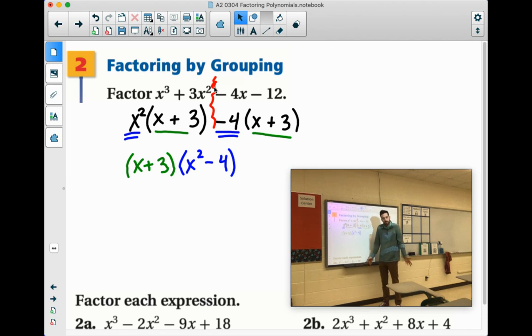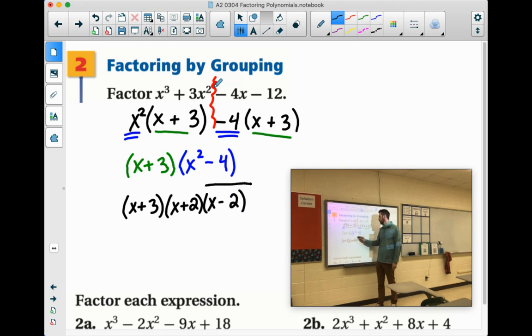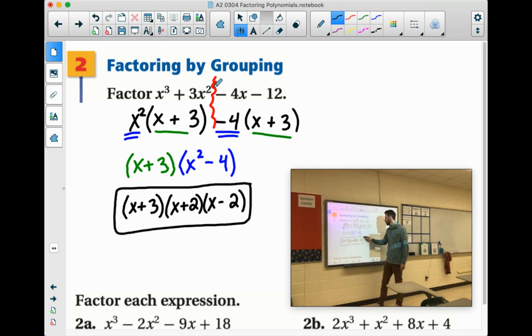Oh no, look at that. That's the difference of squares. We can square root x squared, we can square root 4, and there's a minus in between them. So we'll bring down our x plus 3, and then x squared minus 4 factors to x plus 2 times x minus 2. Look at us, we're having so much fun.